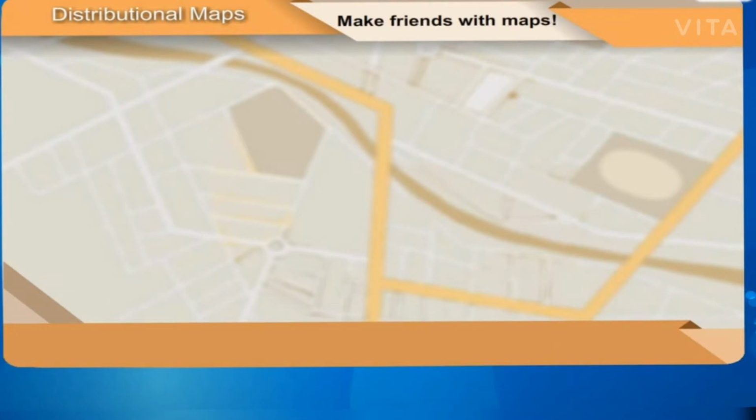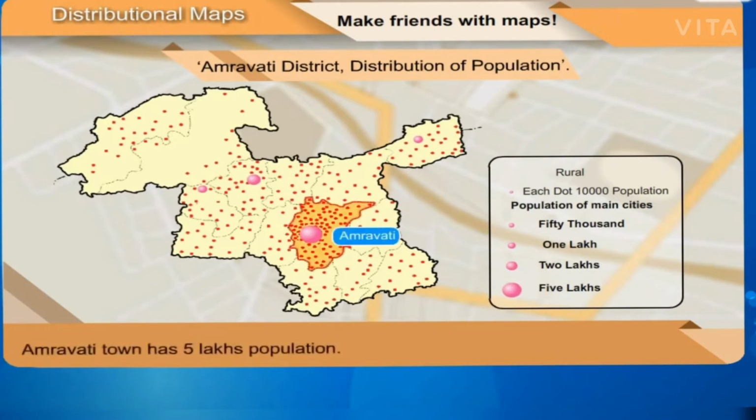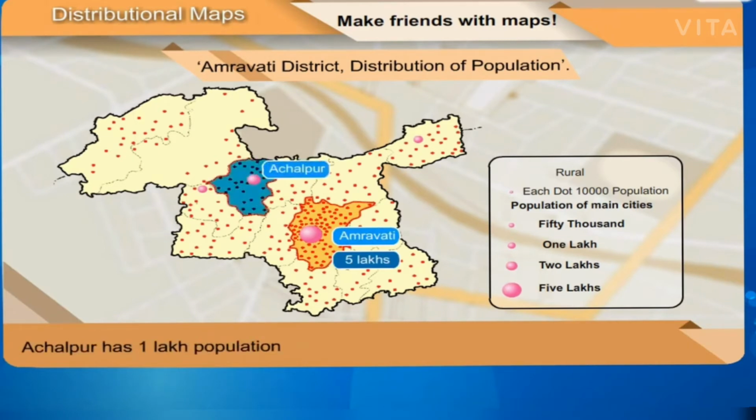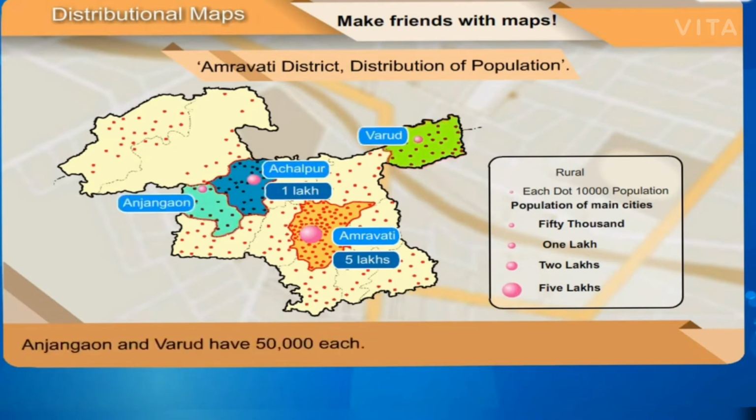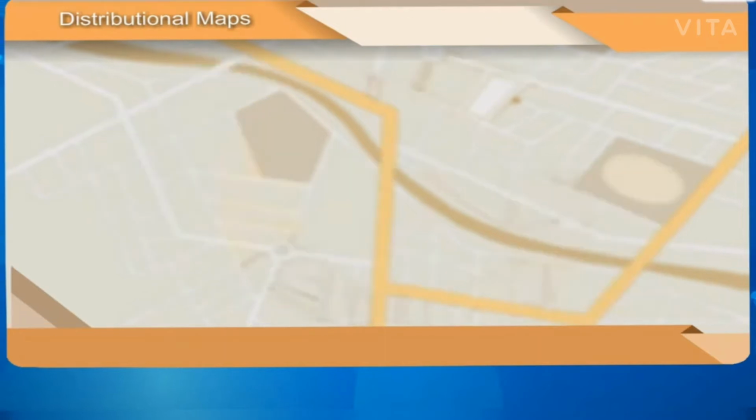Make friends with maps. In this figure, the population distribution map of Amaravati district is given. Amaravati town has 5 lakhs population. Achalpur has 1 lakh population. Anjangaon and Varud have 50,000 each. Chikaldhara Taluka has sparse population.